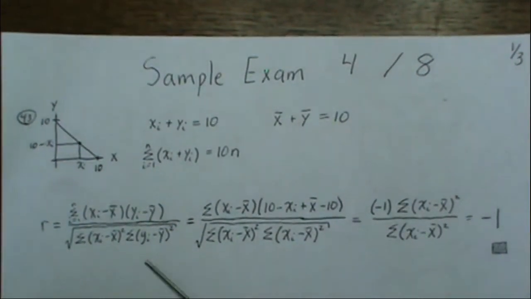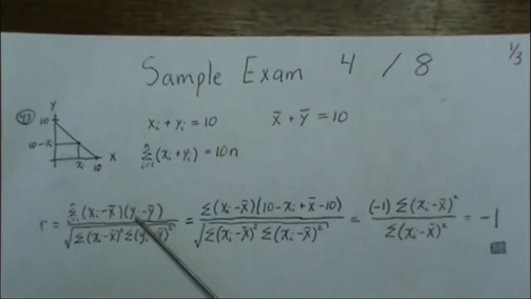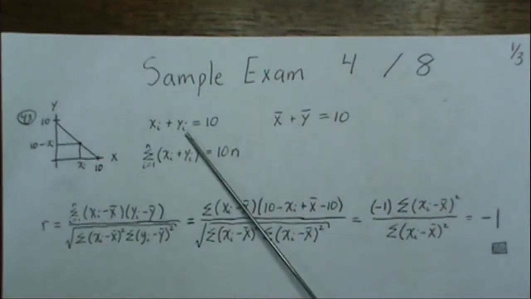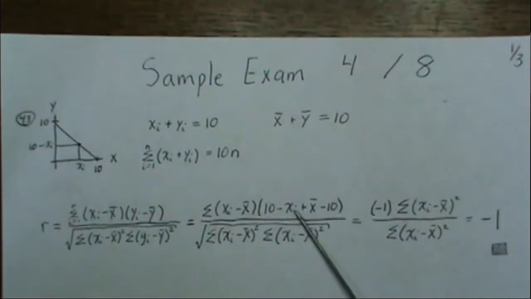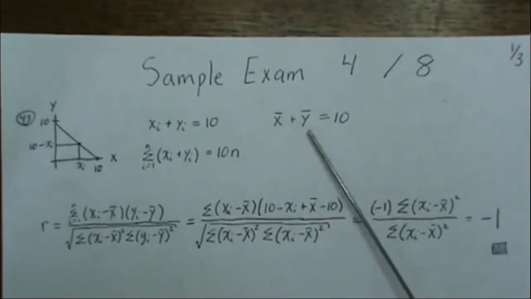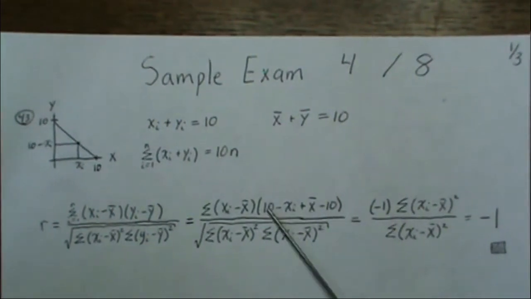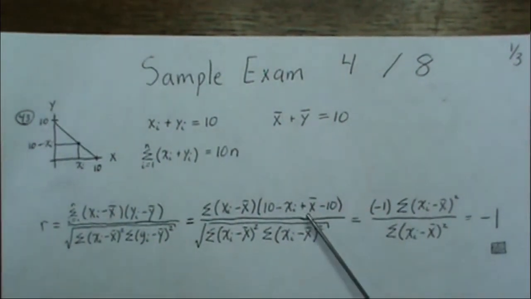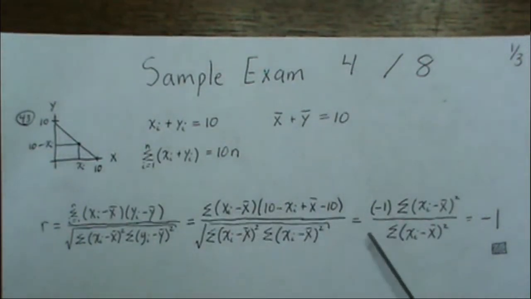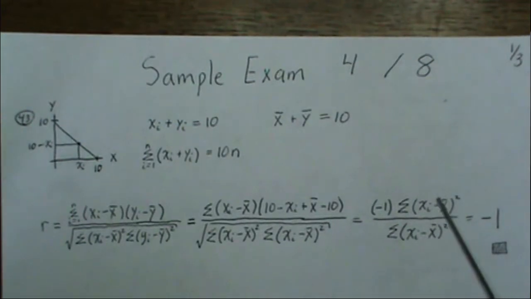So here's our formula for r. And we're going to mess with these yi minus y bars right here. We know that yi is equal to 10 minus xi, which is this value here, and minus y bar is going to be x bar minus 10, which is this. Well, the 10s cancel, and that leaves x bar minus xi. But if we take out a -1, then it's xi minus x bar. And so then this becomes squared times a -1, which you factor out, which is this.